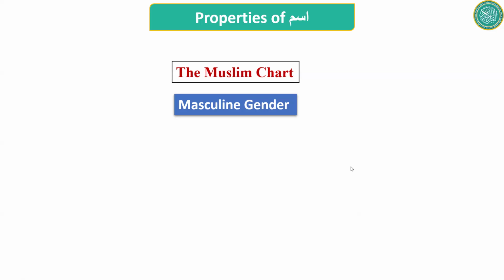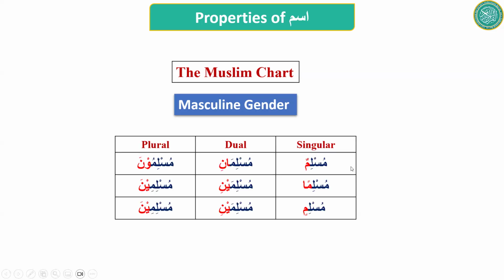So it is very important that we keep the order. Muslimun, Musliman, Muslimin. Muslimani, Muslimaini, Muslimaini, Muslimuna, Muslimina, Muslimina. So if you have not memorized this chart yet, please memorize it. It's going to be very useful. And we are going to build on this chart to understand the first property of ism.